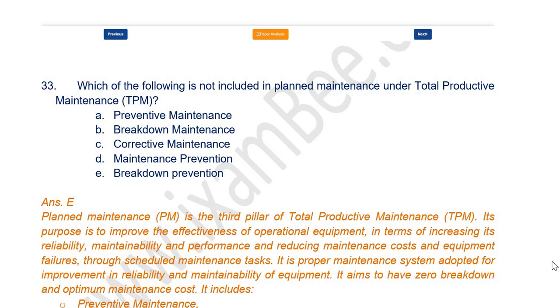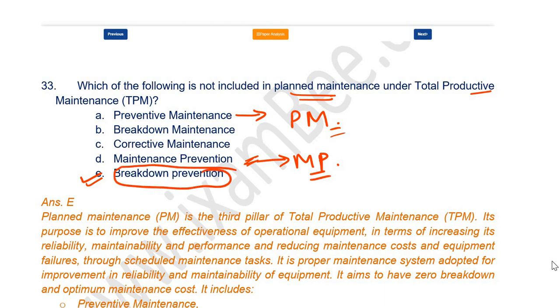There was this question related to TPM, total productive maintenance, where plant maintenance, which of them is not included in plant maintenance? The correct answer is breakdown prevention. Many of the students have actually marked maintenance prevention as the answer, saying that maintenance prevention is nothing. However, maintenance prevention is very much a term. So PM, preventive maintenance, we call PM, and maintenance prevention we refer to as MP. They are very much both correct terms. The only term which is not correct is breakdown prevention.